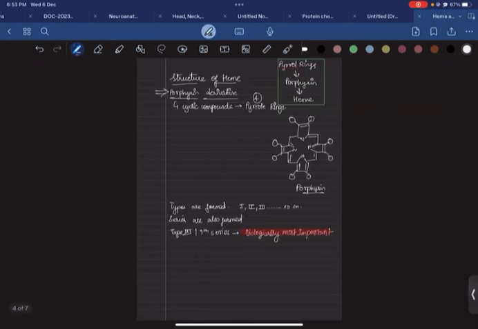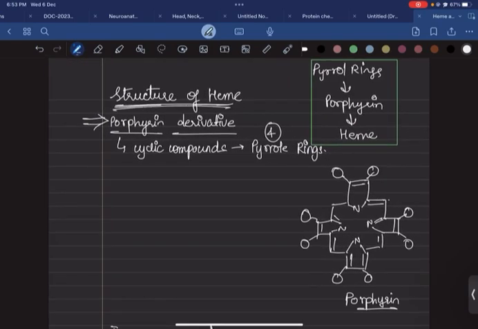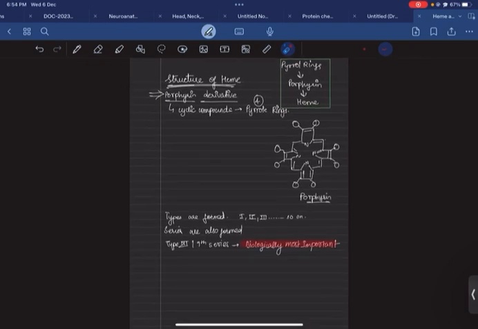Okay, so now that we studied hemoglobin, let's move on. Let's just study heme in more detail. Now the structure of heme. It's very important and also a little complex. So now heme, okay, it's a porphyrin derivative. Okay, just stay with me on this. Heme is a porphyrin derivative. Okay. Now, porphyrin derivative means heme is formed from porphyrins. Now, what is porphyrin? Porphyrins are cyclic compounds.